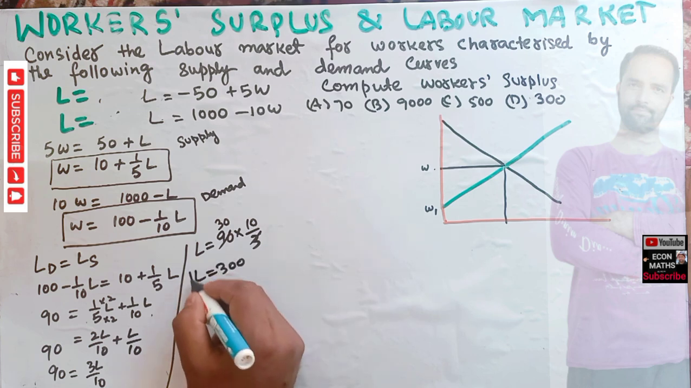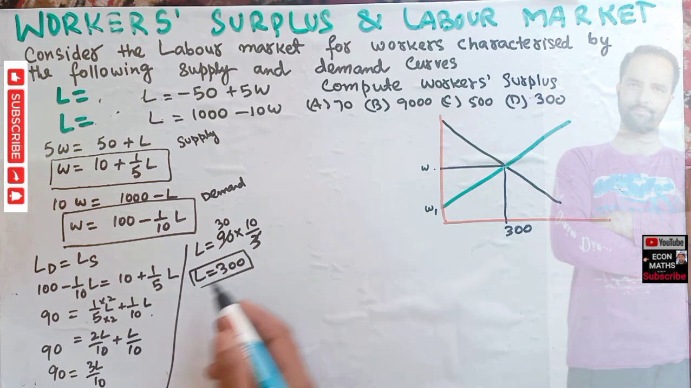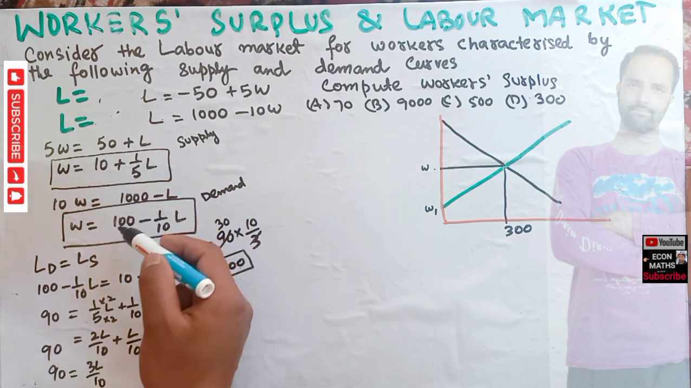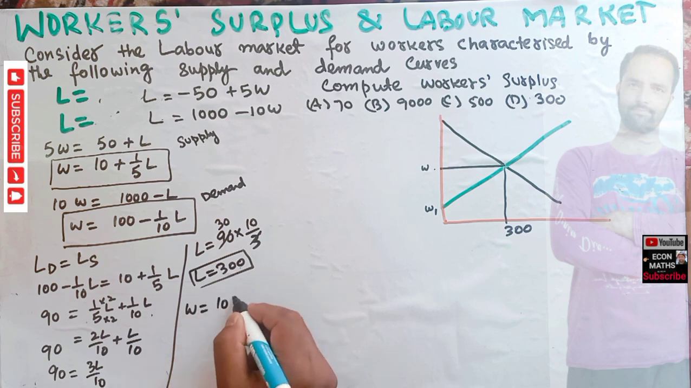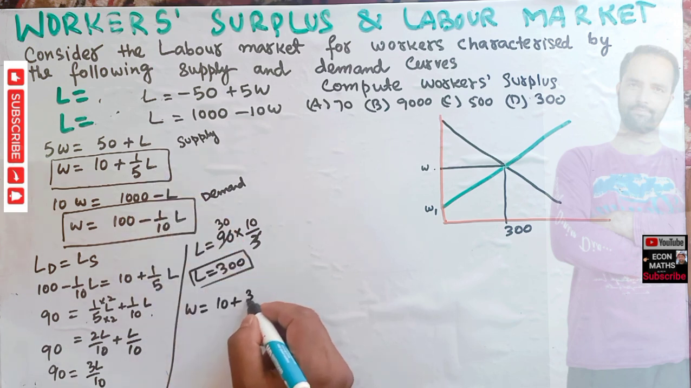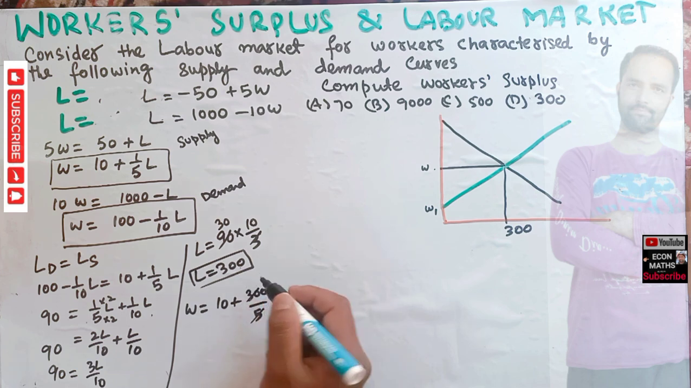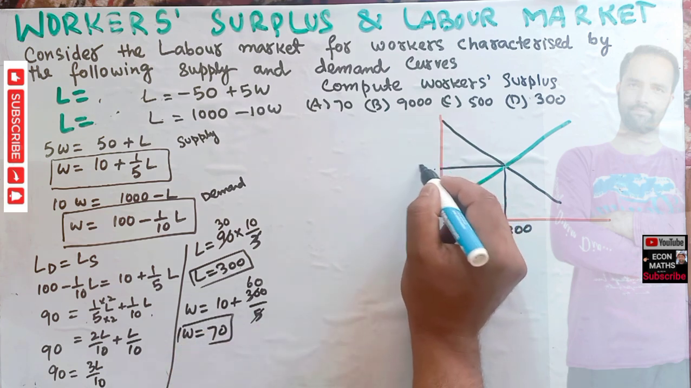So our labor supplied at equilibrium will be 300, and corresponding to this, what will be the wage rate? Just plug L is equal to 300 in either equation. Putting it here, our equilibrium wage rate will be 10 plus 300 upon 5, which is 60, plus 10 is 70. So our equilibrium wage rate will be 70.